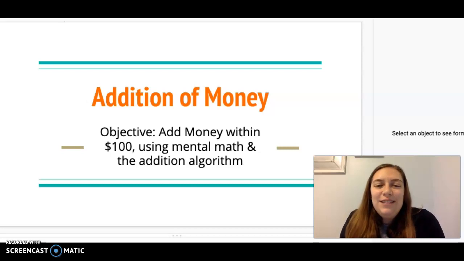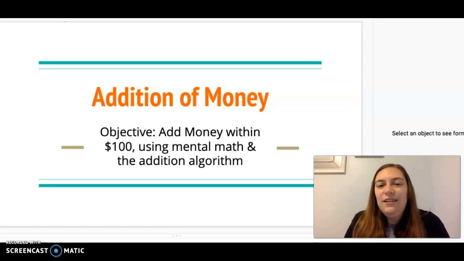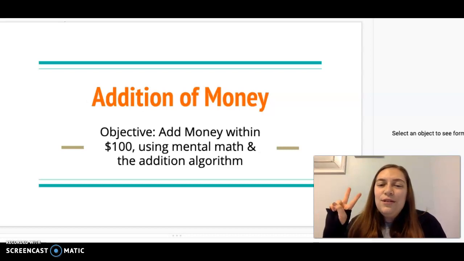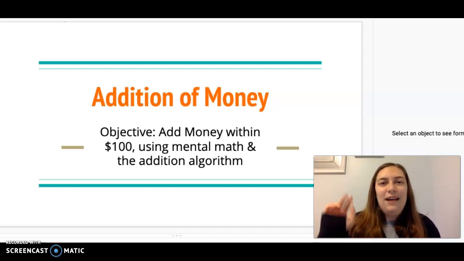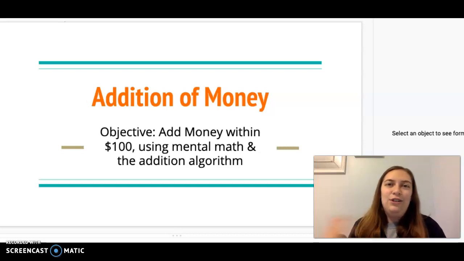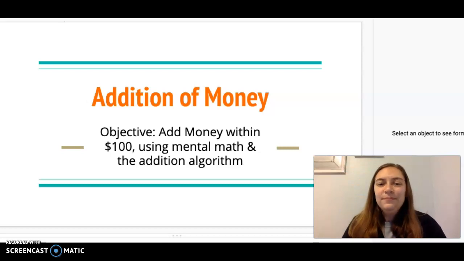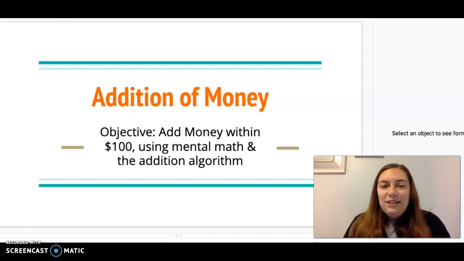So our objective today, which means what we're going to learn, is to add money within $100. So we're not going to get bigger than $100 using one, mental math, which we are so good at, and two, the addition algorithm. Algorithm just means that it's the normal way that I learned way back in school, so lining it up and adding that way. So that one should be pretty easy. All right, let's go ahead and get started.